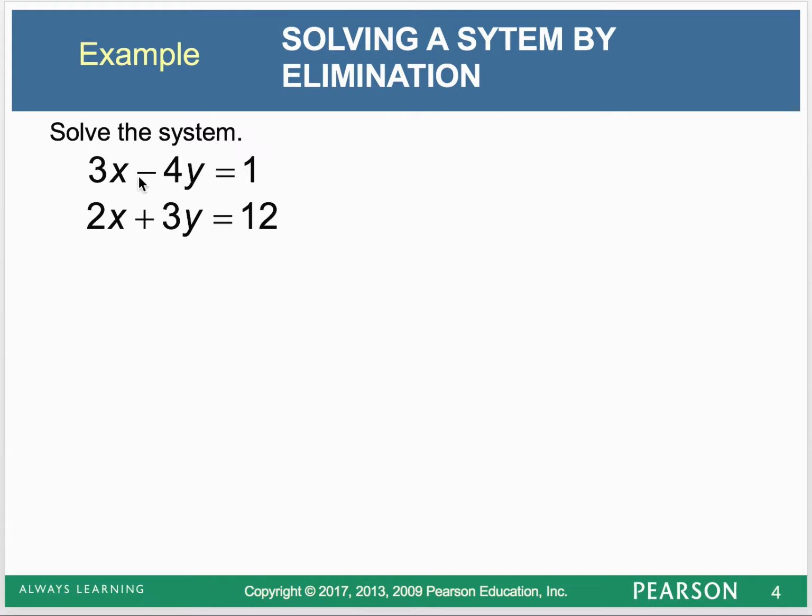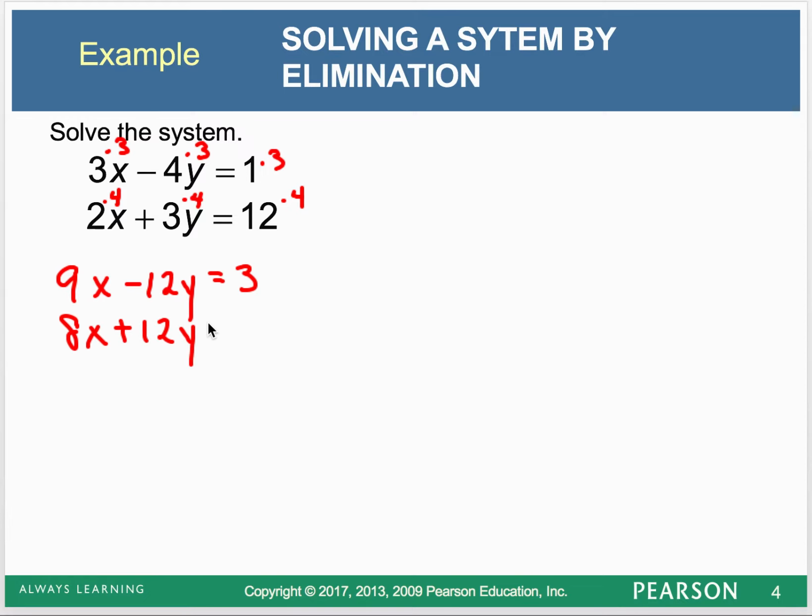So to make this a 12, I need to multiply everything by 3 all the way across. A lot of times people forget to go over here and do the constant. And then this one, I need to multiply by 4. Don't have to worry about negatives here, so that's good. Don't forget to go all the way across. Now, that makes this equation 9x minus 12y equals 3. And this one, 8x plus 12y equals 48.